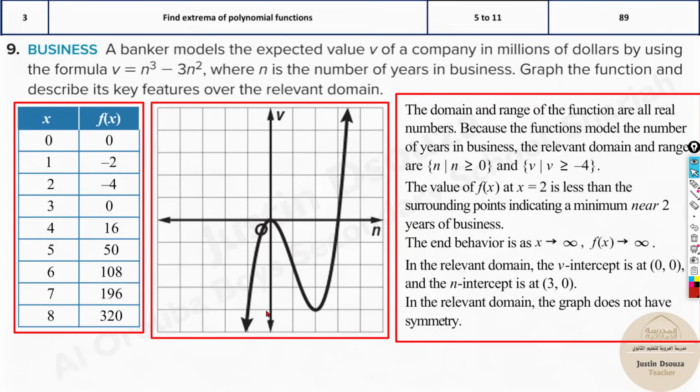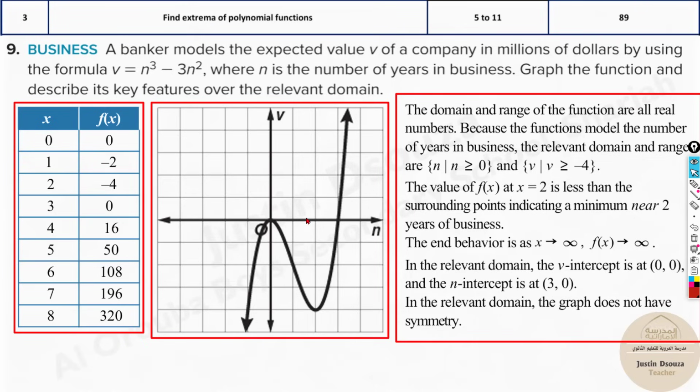Now, what about the range? The range's lowest value is -4. So it's all values greater than that, because you can't consider the left side, right? Now, this is increasing indefinitely. It's just going up. So that means the range is from this point, that is -4, and more. So that's the thing.